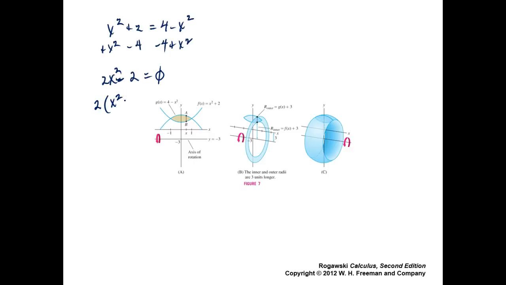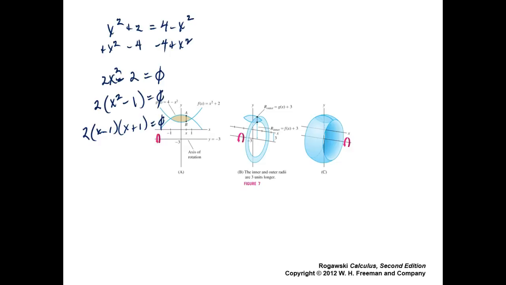x squared minus 1 is equal to 0. And that would be 2. Can you factor any further? x minus 1 times x plus 1, and that's equal to 0.